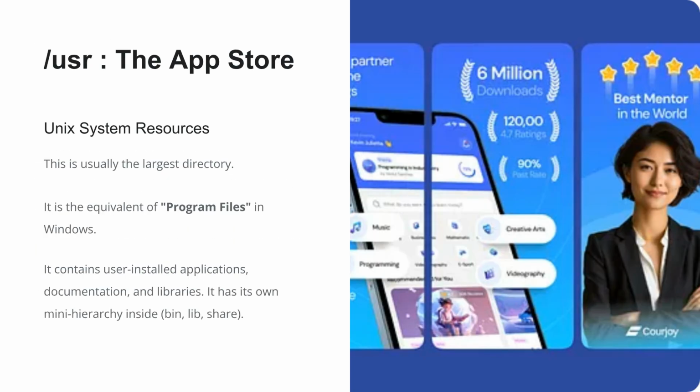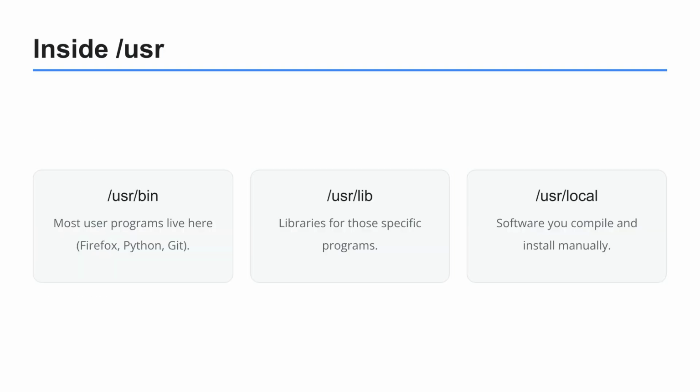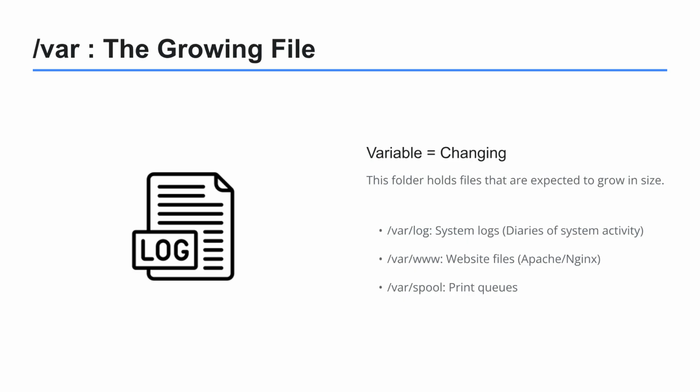/usr, or Unix System Resources, is often the largest directory, acting as the equivalent of program files in Windows. It contains user-installed applications, documentation, and libraries. Inside, /usr/bin holds most user programs. /usr/lib contains libraries for those programs. And /usr/local is reserved for software you compile and install manually.